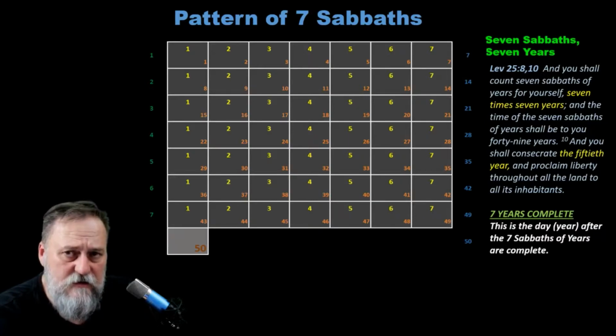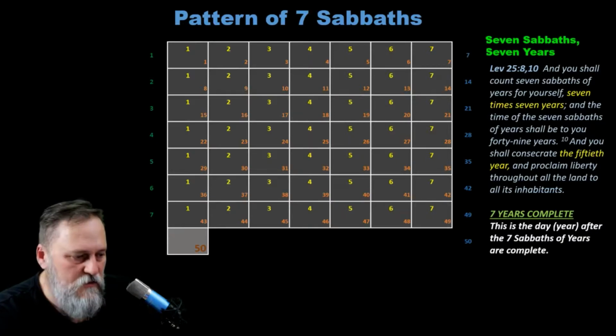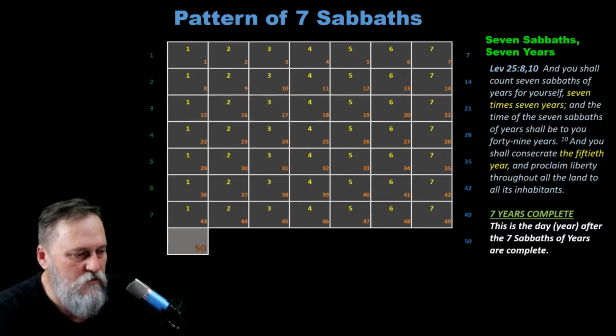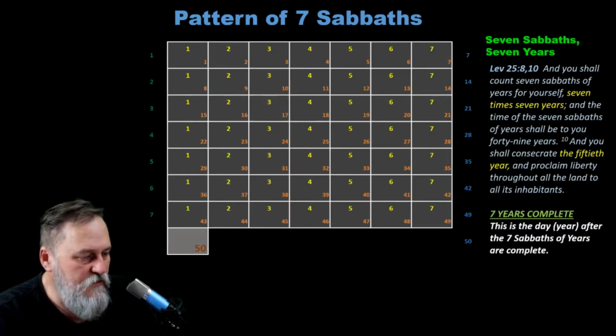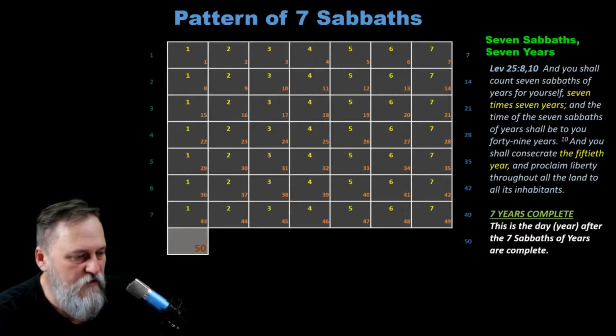Which is exactly the same pattern. So you have to confirm the pattern within Jubilee as well as in Shavuot in order not to contradict Scripture. So Leviticus 25:8-10 says, "And you shall count 7 Sabbaths of years for yourself, 7 times 7 years, and the time of the 7 Sabbaths of years shall be to you 49 years." So we had 49 days, now we have 49 years.